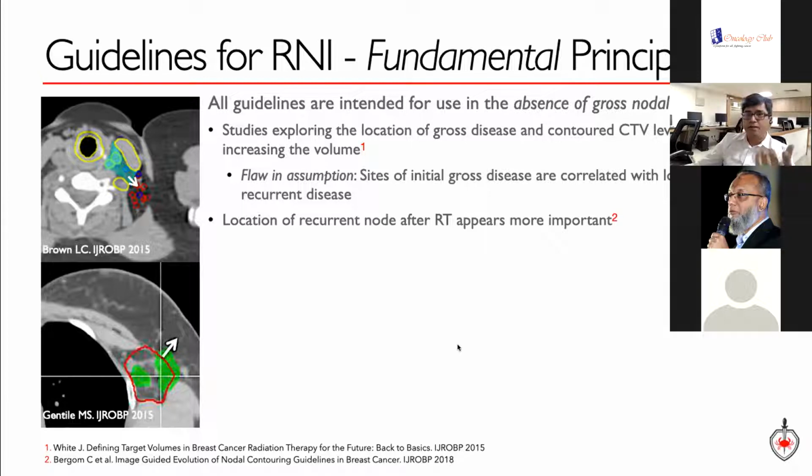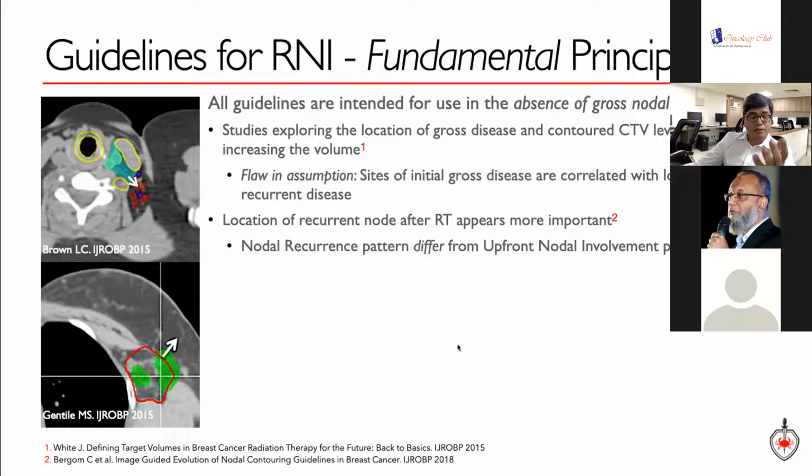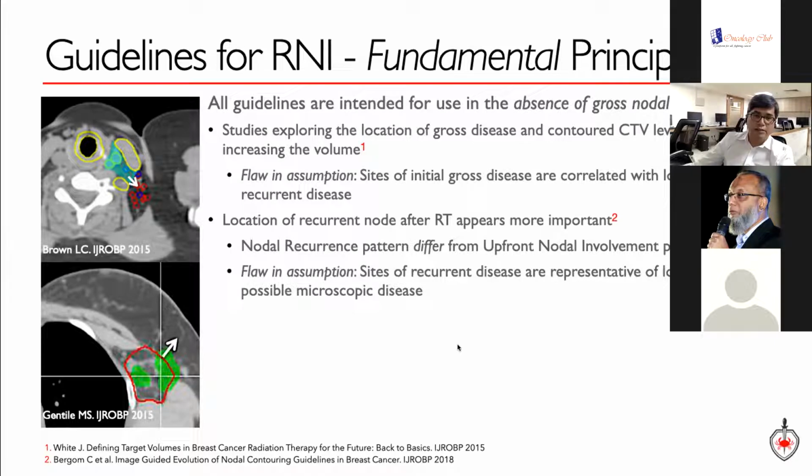It appears, therefore, that we need to understand where the recurrent nodes occur after radiation and try to reduce the rate of recurrence there. And there is certainly a difference between the distribution of nodes in the recurrent setting compared to the distribution of nodes in the upfront setting. However, there is again a flaw in this assumption as well. Because you're assuming that the places where the recurrent nodes are present had microscopic disease when you gave them radiation, and you didn't cover them. And those are the regions where the disease will develop.